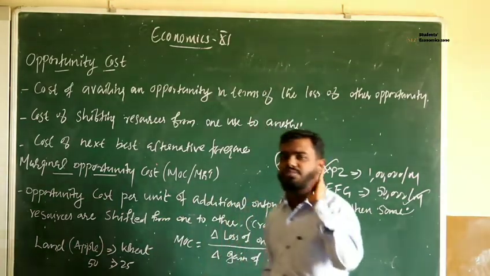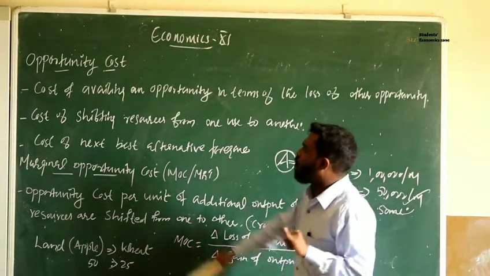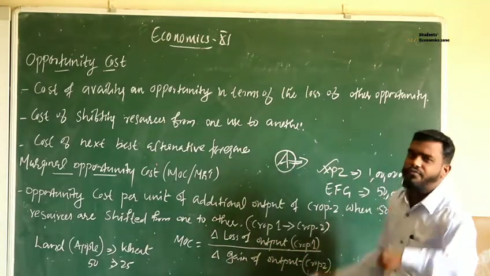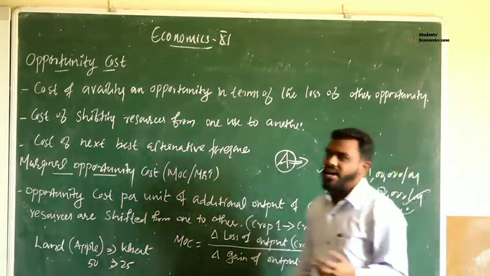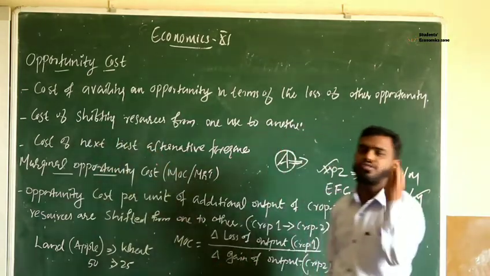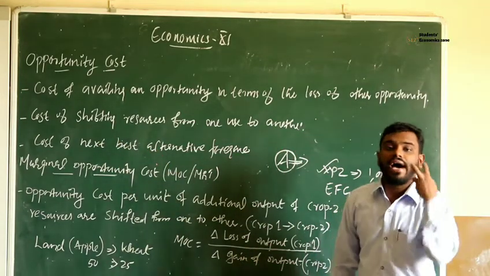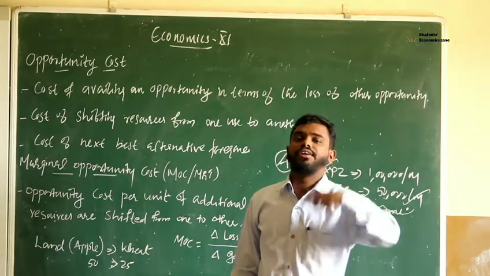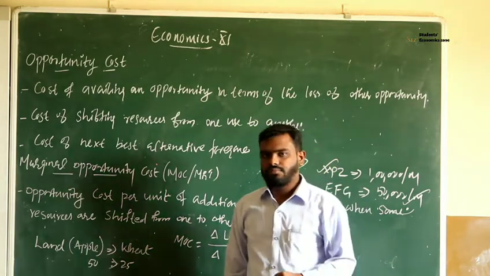So opportunity cost may be defined as the cost of availing an opportunity in terms of the loss of other opportunity. Otherwise, it is the cost of shifting resources from one use to another, or it is the cost of the next best alternative we forgo.